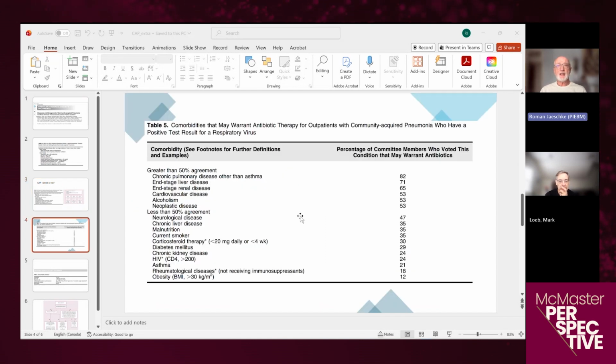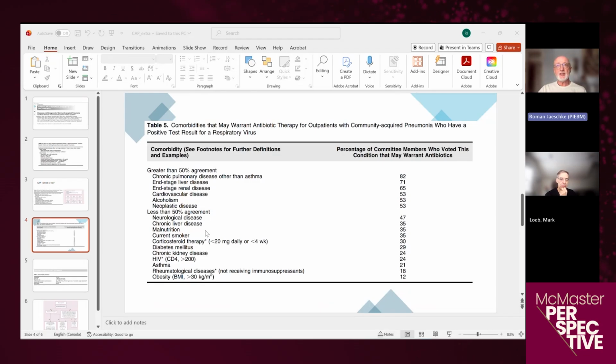The other thing according to which they differentiate their recommendations is the presence of comorbidities. I would like to stress here that there were 15 people on the panel, and essentially they were saying this is a comorbidity or this is not, and they were trying to agree with each other. So chronic pulmonary diseases other than asthma, 82%, probably 11 or 12 out of 15, said yeah, this would be a comorbidity. End-stage liver disease, end-stage renal disease, alcoholism, neoplastic disease, cardiovascular disease, 53%, but I suspect they all had something different in mind. And less than 50% of them considered other diseases as comorbidities.